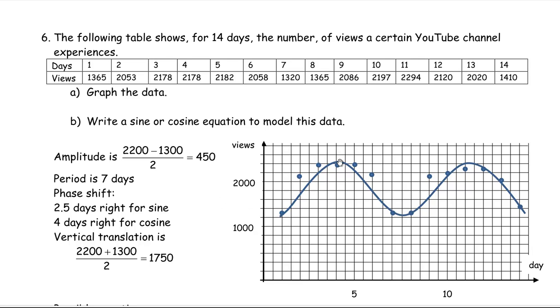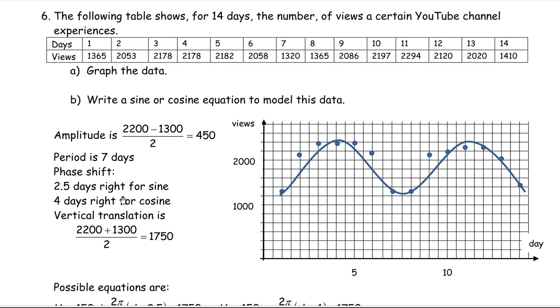If that's one cycle and that's another cycle, there's 2 full cycles in the 14 days. So it looks like the period is 7 days. The phase shift depends on whether you're using sine or cosine.